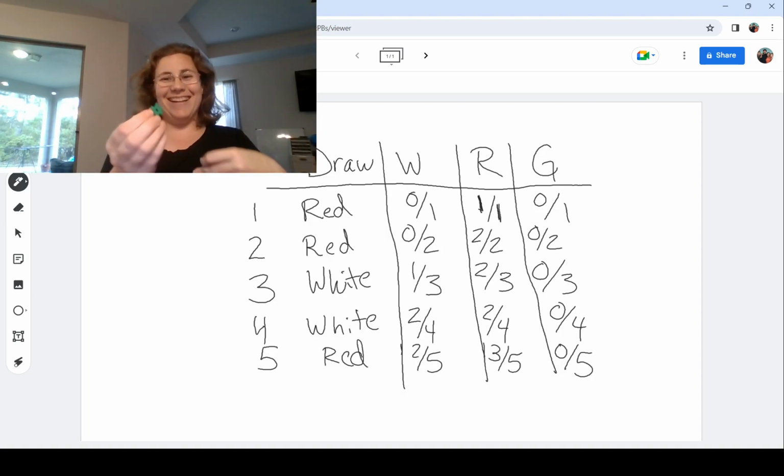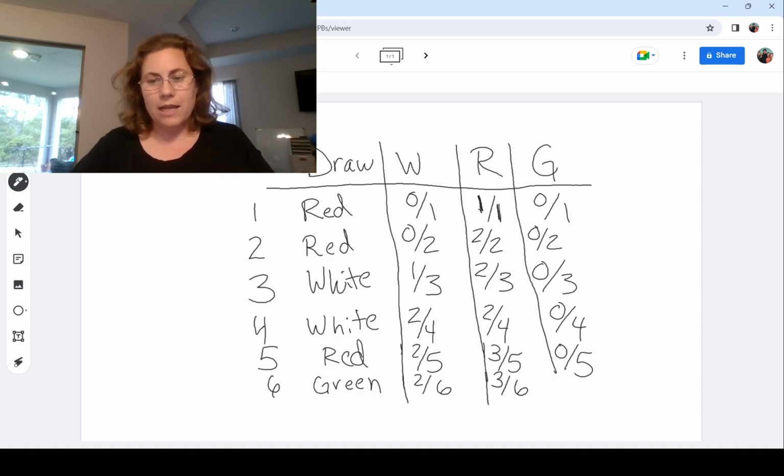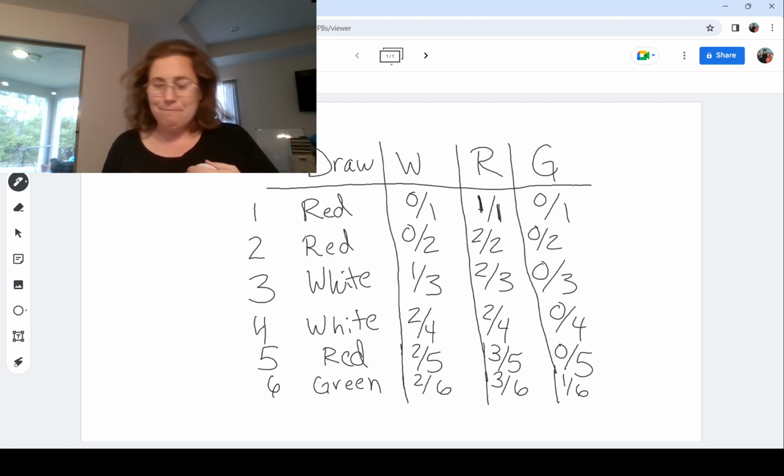Oh, I got green. I'm so excited. So for our 6th draw, I got green. So I have 2 white out of 6 draws. I have 3 red out of 6 draws. And I have finally 1 green out of 6 draws. I've actually met my ratio. This is exactly what I have in this bag.